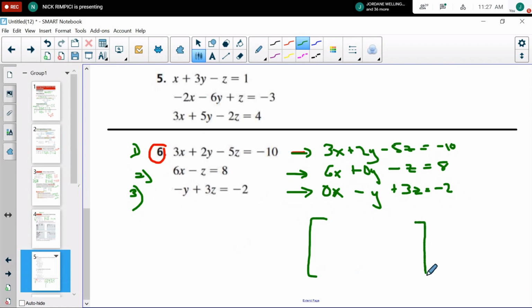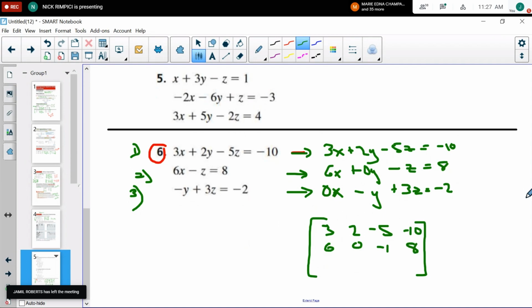And then we're going to be done for today. So let's get an augmented matrix for what we see here. Somebody just give me the top row: 3, 2, -5, and don't forget -10. Let me get somebody else to give me the second row: 6, 0, -1, 8. Very good. And then finally, we'll take the third row, and then we could dump this into Desmos and get the answer.